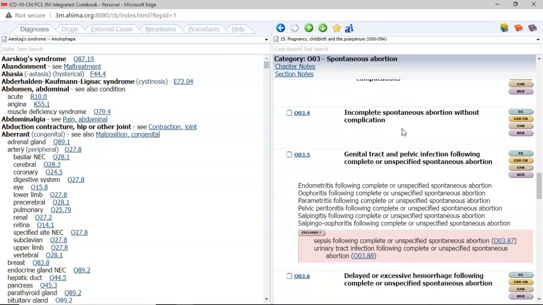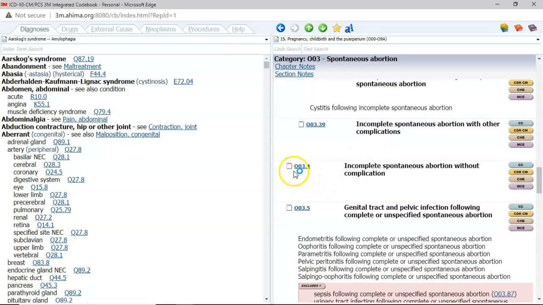Now, when we look at O03.4, this code is an incomplete spontaneous abortion without complication. So we're only using this code if in fact this is without complication. So we're only using this code for a patient who came in and had an incomplete abortion, and there's no other complication documented, okay?